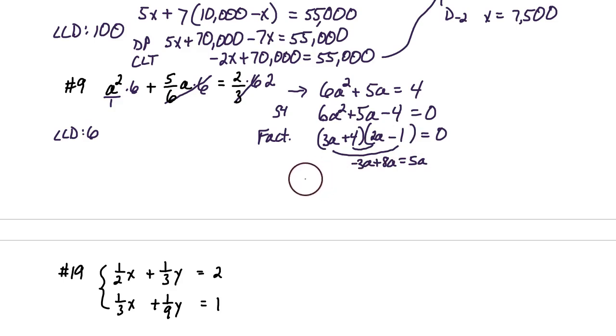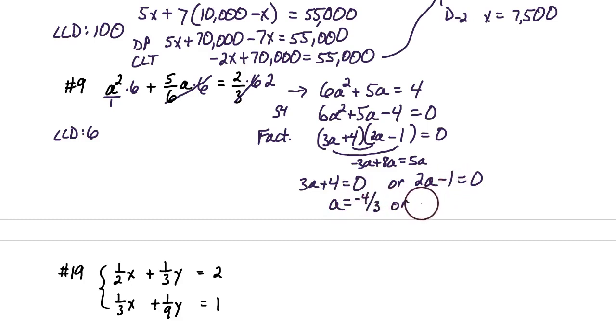The next step is where you take each one of those factors and set it equal to 0. So there's our first equation, and then here's our second equation. Now solve both of these. The first one creates the answer negative 4/3. The second one creates the answer positive 1/2.